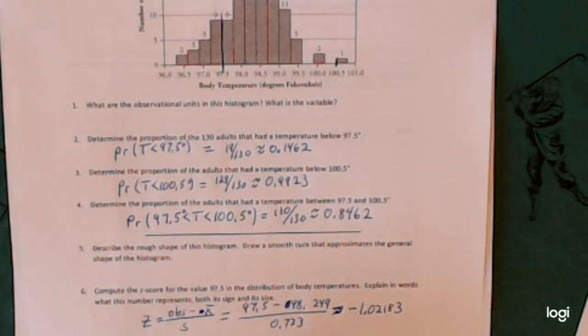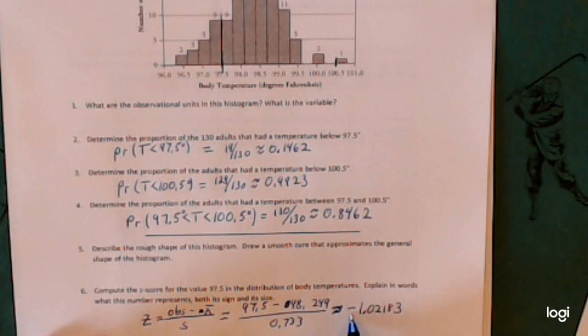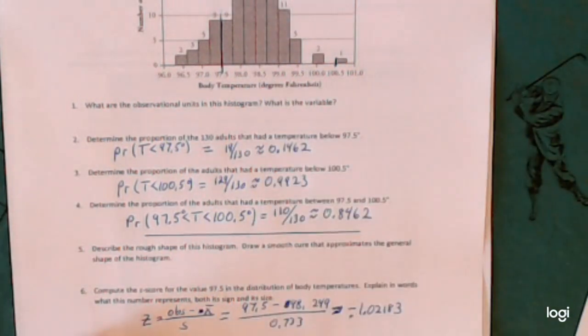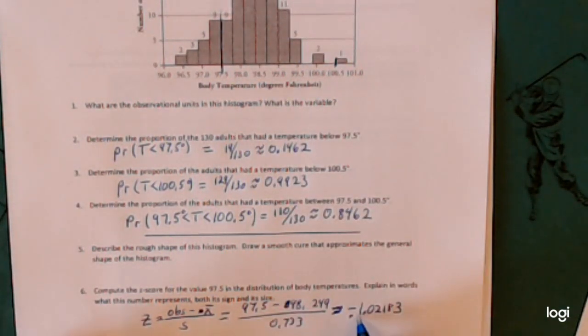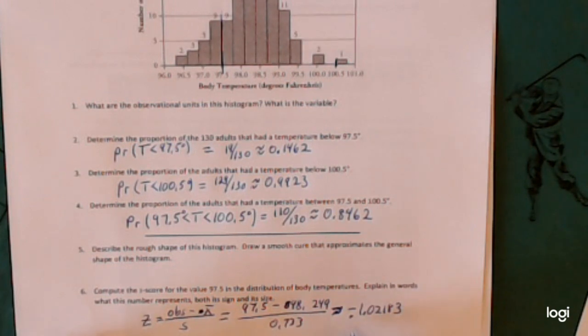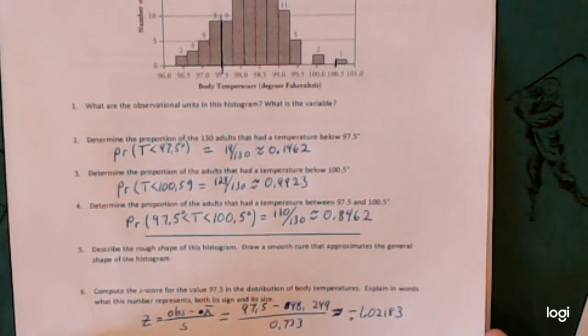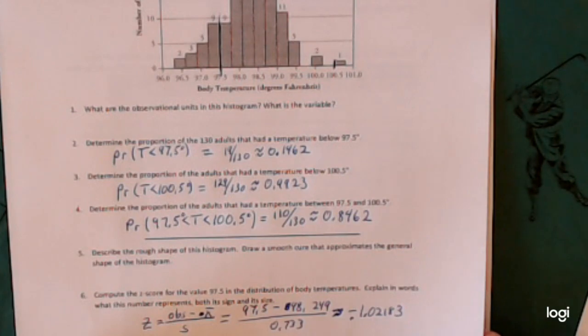Now remember what that means. It's negative, it's got a sign, and the sign being negative means it's below the mean. 97.5 is below the mean, not surprising. And the 1.02 is the number of standard deviations we're below the mean. So our z-score is negative 1.02. That says we're 1.02 standard deviations below the mean with our observation.